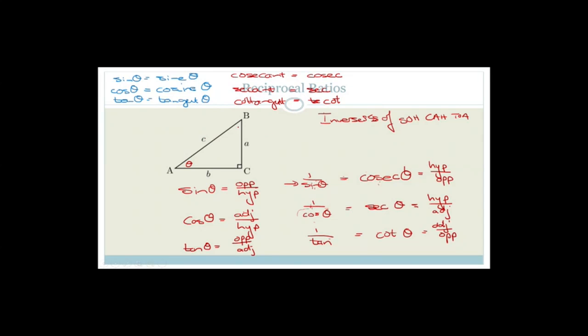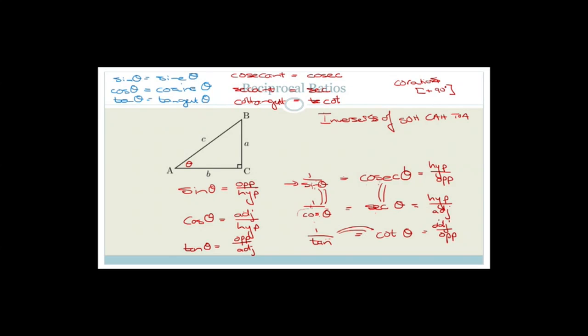And what are co-ratios? Just an aside, co-ratios are angles that add up to 90 degrees. So co-ratios are things that work within a 90 degree angle. That's why these two are co-ratios, these two are co-ratios, and these two are co-ratios. That's where their names come from. So it's sine and cosine, cosecant and secant, and tan and cotangent. So that's where the names come from.